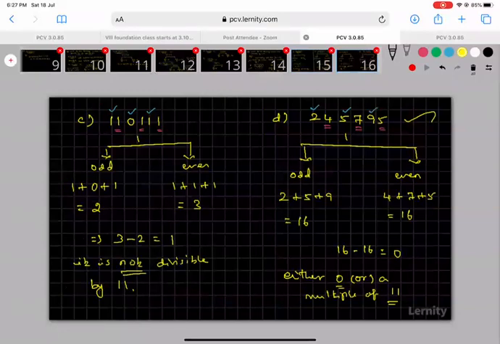It is divisible because the difference is either 0. If 0 is coming, then this number is divisible by 11. Okay, this is very important. If you are completed, please tell me. I will move to the next level.